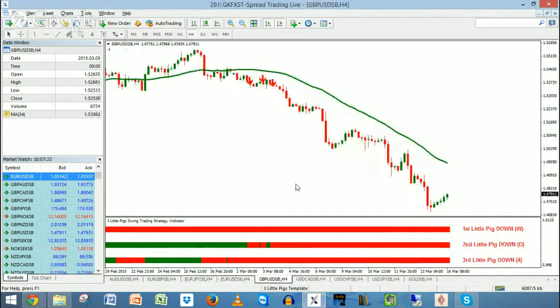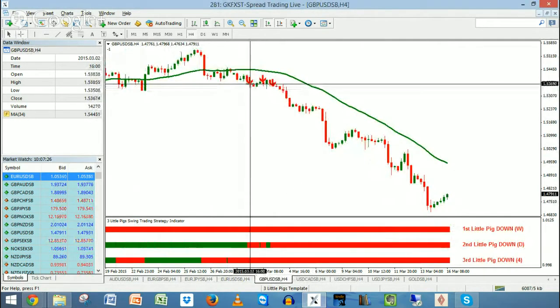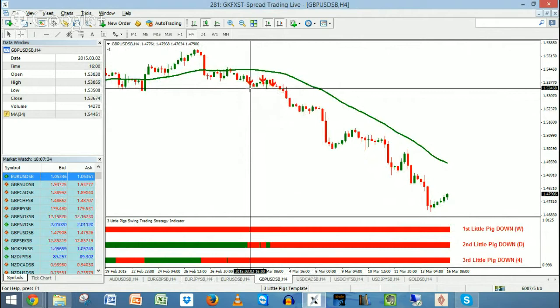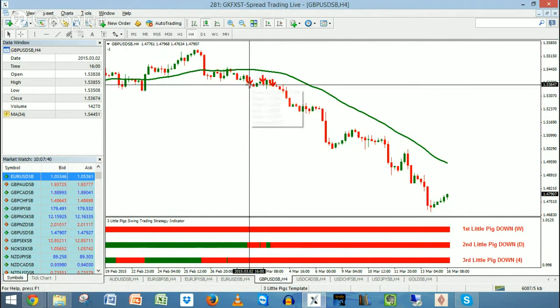Okay, moving on to cable, and again some nice profits here. Everybody knows the dollar's strong. That's because there's a hint of a rate rise, which is probably going to happen before a rate rise on any of these other major currency pairs. So we're in here short on cable.